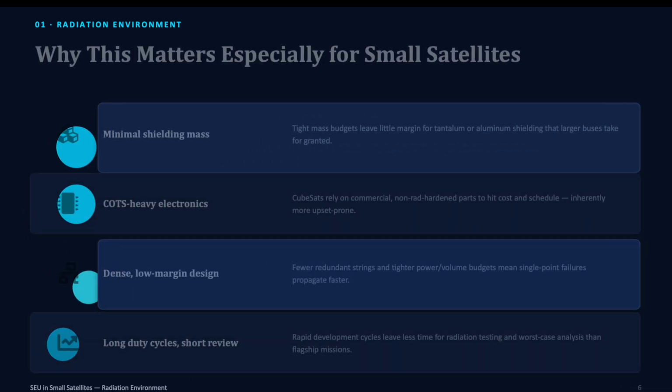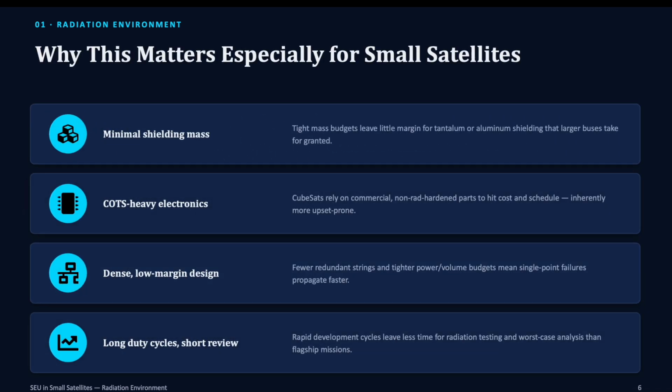When considering the survivability of small spacecraft in order to achieve their mission in this kind of environment, the budget constraints of all subsystems have to be scrutinized, as tight mass budgets leave little margin for structural shielding. Reliance on commercial off-the-shelf components that are not radiation hardened results in more upset-prone systems. Fewer redundancy options and smaller power budgets mean single-point failures propagate faster, and quick development cycles also mean less time for radiation testing.